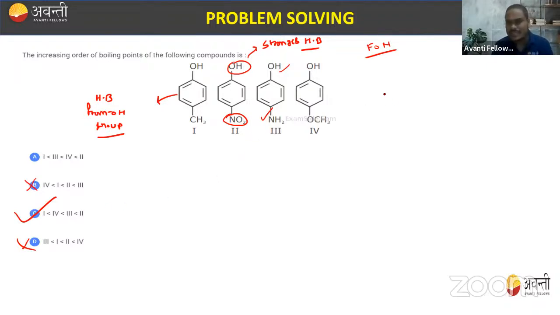How will you recognize this? Because we know this F, O and N. Remember these three, okay? So we know fluorine, oxygen, nitrogen. Fluorine belongs to the 17th group, oxygen belongs to the 16th group, nitrogen belongs to the 15th group. So as we move from left to right in the periodic table, electronegativity increases, and the hydrogen bonding formation is also increased. So the strongest hydrogen bonding will be with which one? With fluorine, then oxygen, then nitrogen.